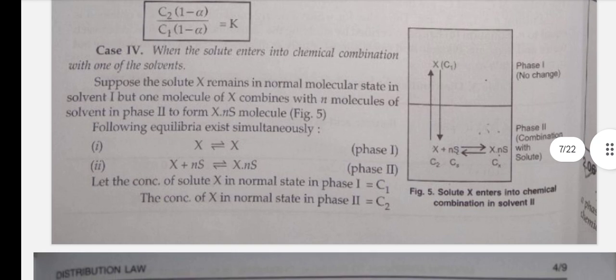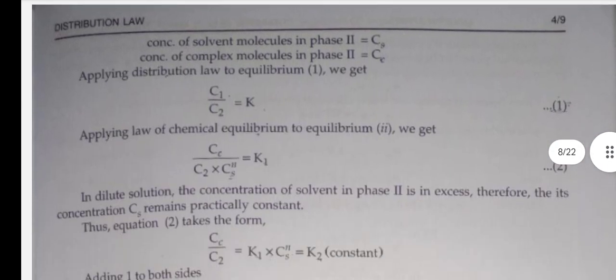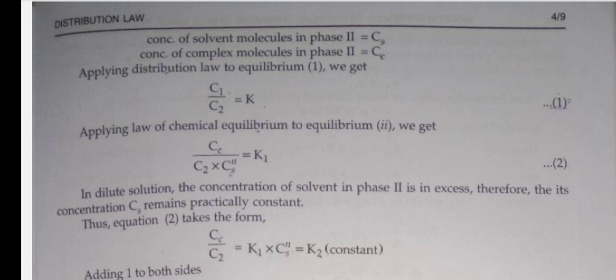Case 4. When the solute enters into chemical combination with one of the solvents. Suppose the solute X remains in normal molecular state in solvent 1, but one molecule of X combines with n molecules of solvent in phase 2 to form X·nS molecule. The following equilibria exist simultaneously. Let the concentration of solute X in normal state in phase 1 be C1, the concentration of X in normal state in phase 2 be C2, the concentration of solvent molecules in phase 2 be Cs, and the concentration of complex molecules in phase 2 be Cc.